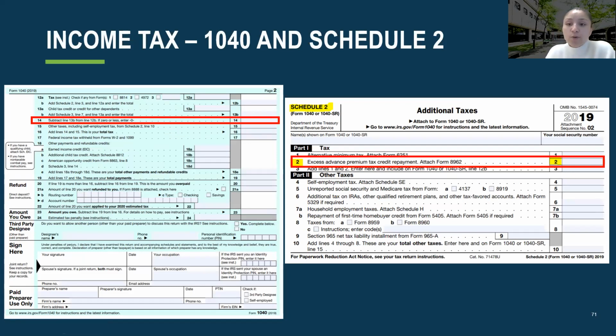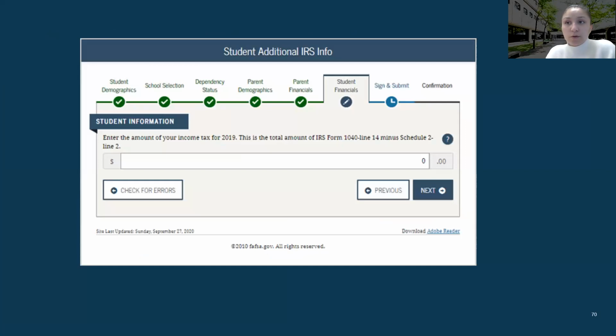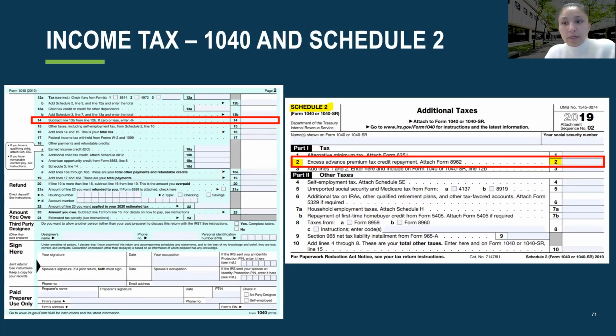If you have a Schedule 2, you will have to follow the directions that are stated on the FAFSA application, which is 14 minus 2. So whatever's in those boxes, you want to subtract from one another. So our example has 0. So he didn't have anything on line 14, or he did not have a Schedule 2. So he or she included 0.